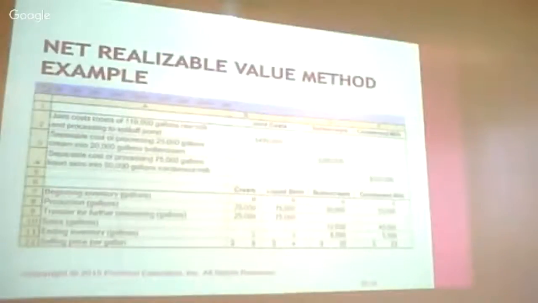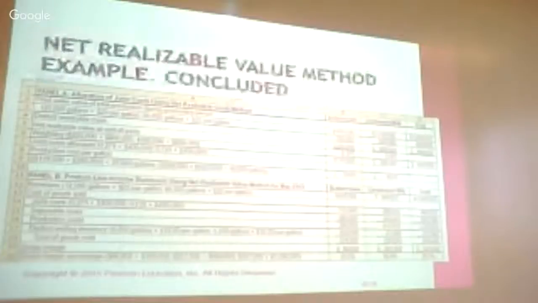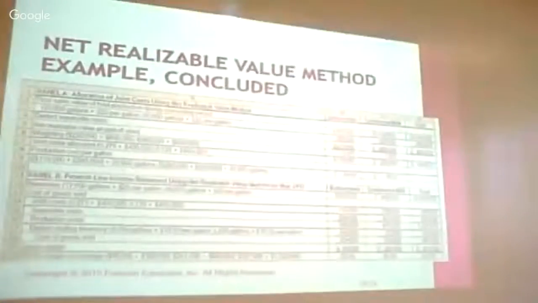Now, I forgot to mention this: the selling price. If we stopped with just cream and liquid skim, that was $8 and $4 like it was before, right? But if we keep on going, our selling price per gallon of buttercream is $25 and condensed milk is $22. Okay? So same concept as before.